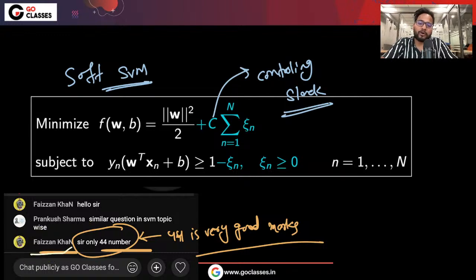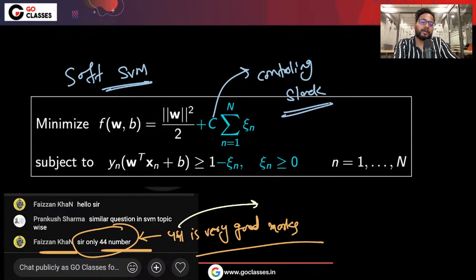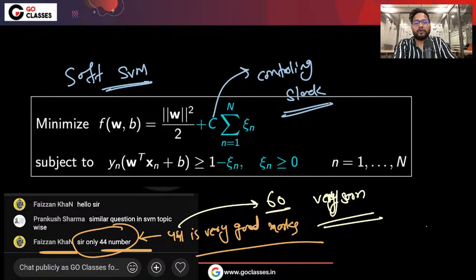If you're a Go classes enrolled student, the strategy that I will suggest is to revise with the annotated notes. You should revise with the annotated notes. Just see all the annotated notes that you have already covered in the lectures. Once the revision is done, this 44 could be 60 very soon. This 44 will be 60 very soon. So just a little bit of revision is needed.